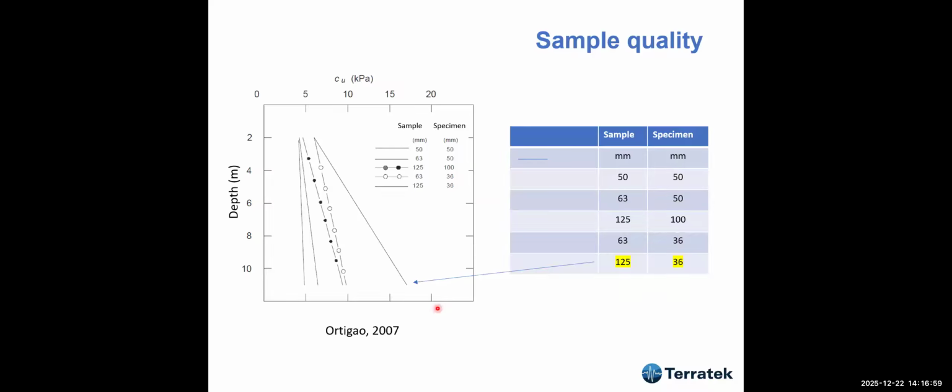Many years ago, I did research. It was part of my PhD research, 40 years ago, in which I took samples of different diameters and I trimmed them to different diameters as well. So there's the sample, there's the specimen in different diameters, and I checked the quality. The idea was to check the quality. In the beginning, I thought the greater diameter was the best sample, and the 36 millimeter specimen was very good.